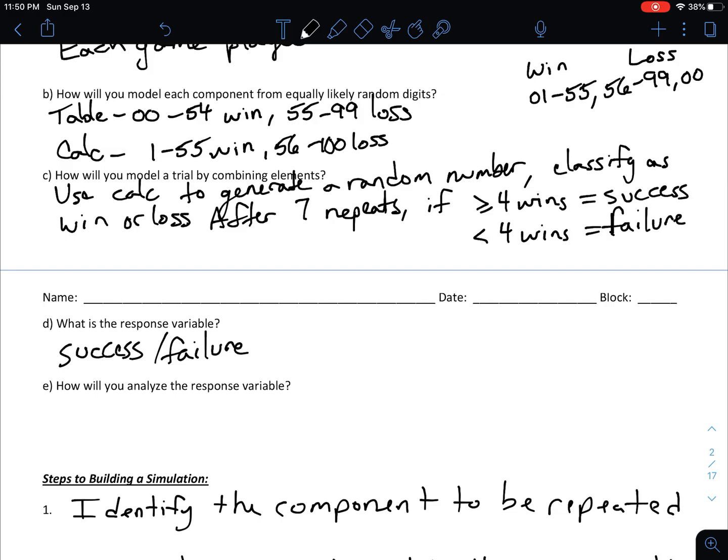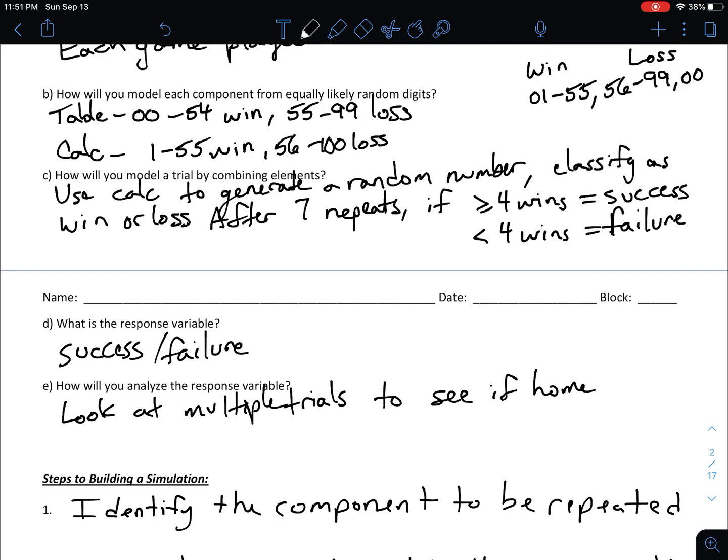So how will you analyze the response variable? We're going to look at multiple trials, which means repeating this a lot of times. Not just doing our 7 repeats, as that would just be one trial. We're going to look at multiple trials to see if home field advantage really exists.